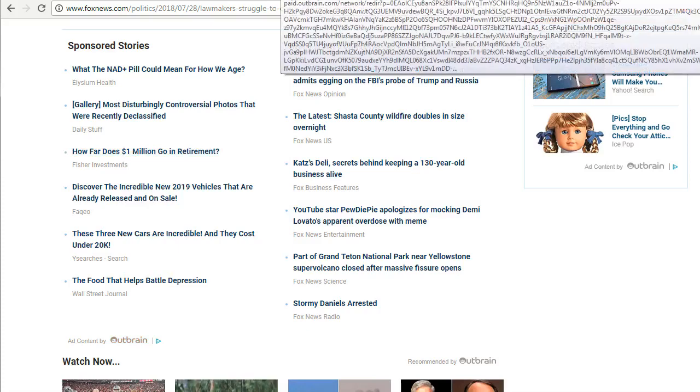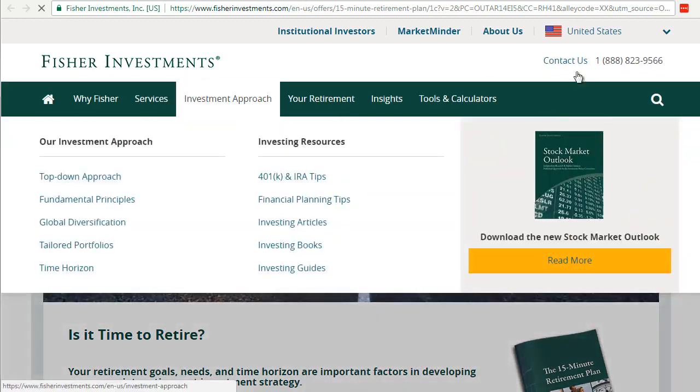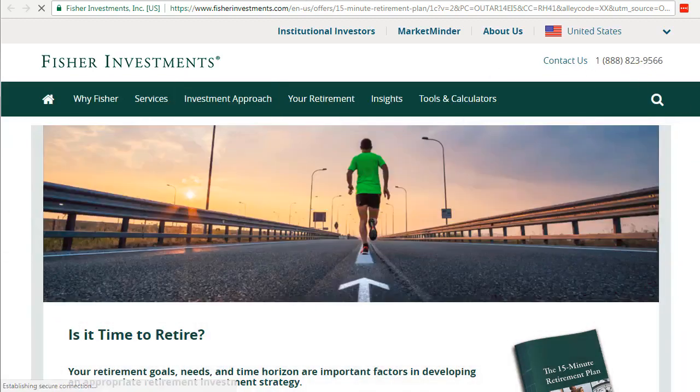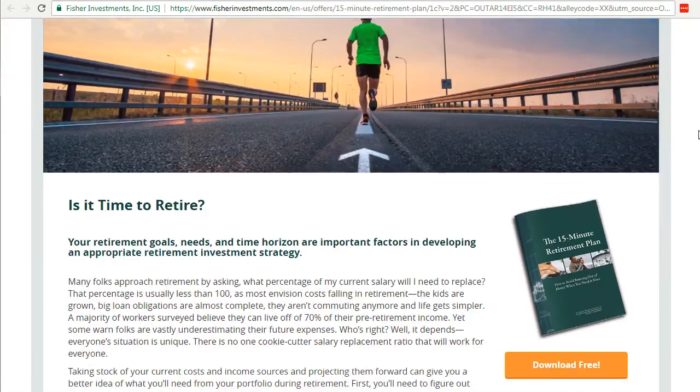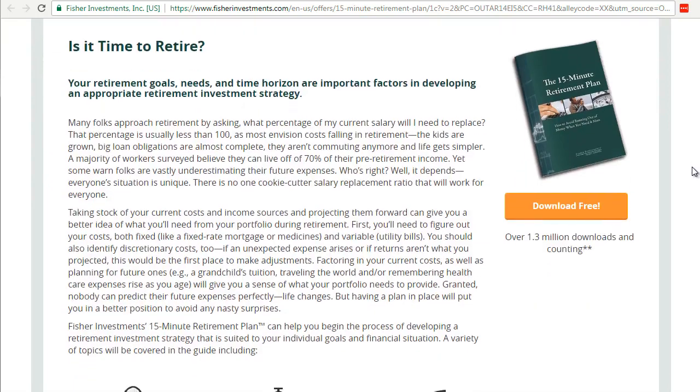Remember, we're just analyzing these ads and not necessarily trying to copy them by any means. We're just trying to get an idea of what stands out. So it says Fisher Investments. It's obvious to me that these are ads, but they're directing them directly to their website, to an article. So, is it time to retire? Your retirement goals, needs, and time horizon are important factors in developing an appropriate retirement investment strategy. You can download this lead magnet for free.